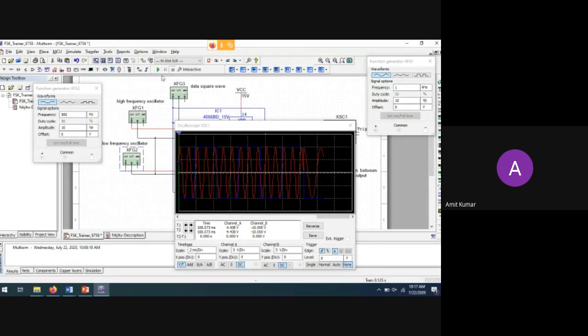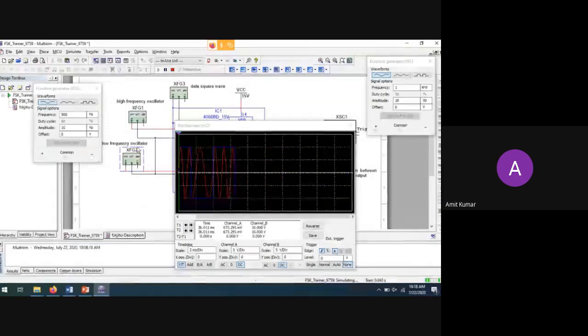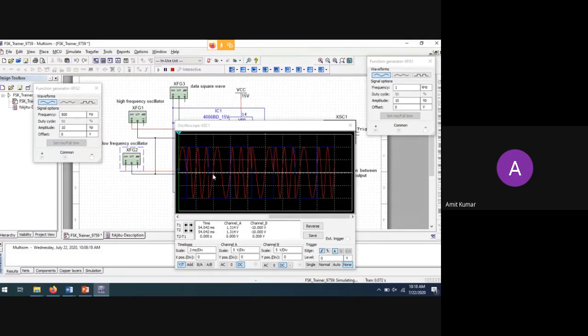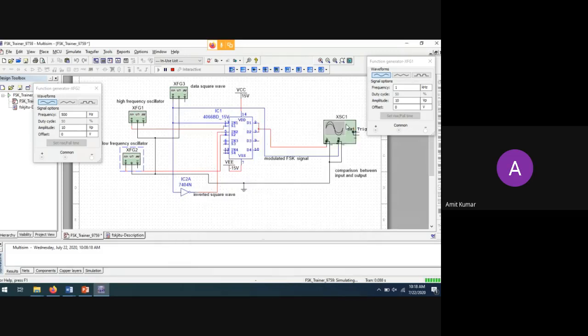But the frequency should be different. The frequencies of XFG1 and XFG2 should be different from each other. Then only you can see. So you can see the frequency changing from 0 to 1, and it's a coherent FSK because for 0 it is always starting from 0. So in this way, this circuit can be used to generate an FSK signal.